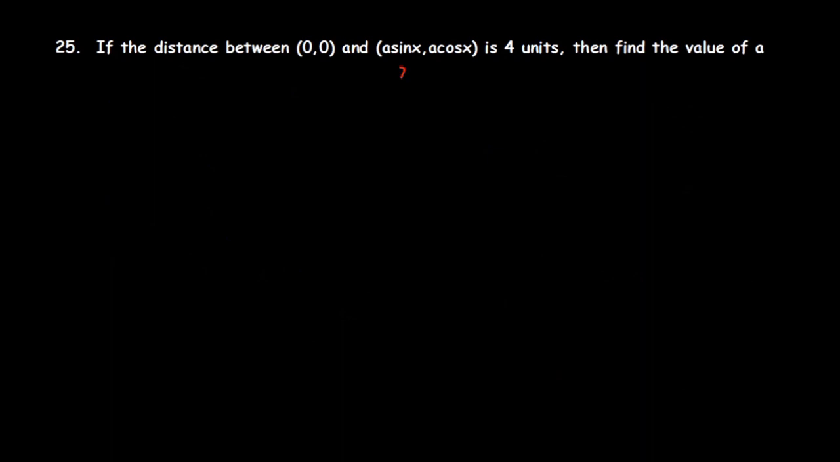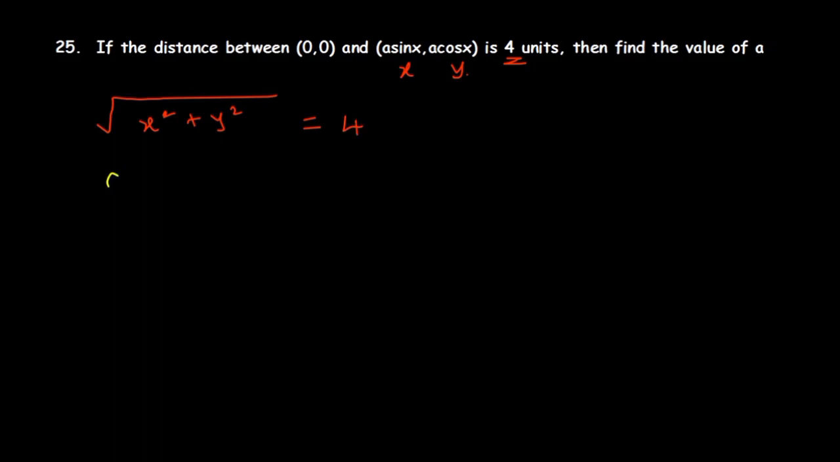If the distance between 0, 0 and a sin x, a cos x is 4 units, then find the value of a. So the distance between 0, 0, that means from origin, right? The distance from origin we are taking again. So you can take this one as x and y. Okay, so the formula we can use is root of x square plus y square, because from origin directly you can use this formula root of x square plus y square. This one is given here as 4. Okay, so it is 4 units.